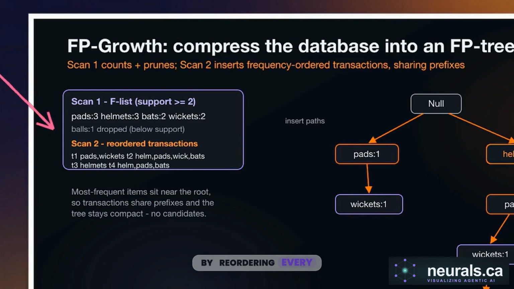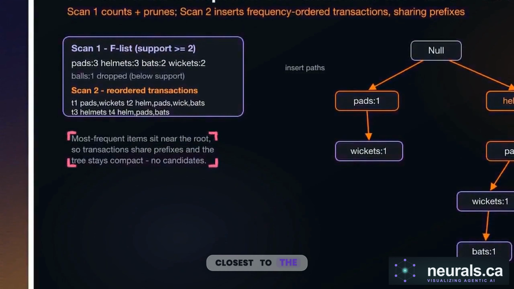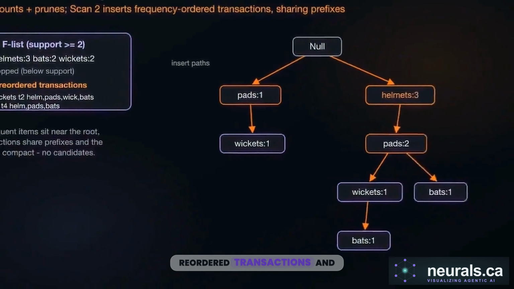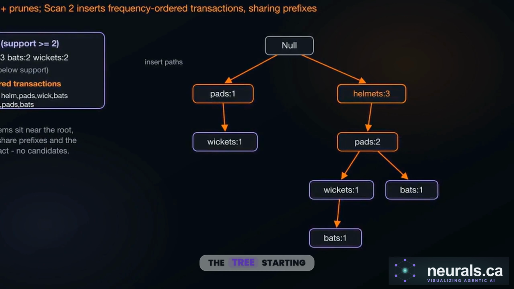By reordering every transaction to follow this sequence, the algorithm ensures that the most common items will sit closest to the root of the tree we're about to build. During the second scan, the algorithm takes each of those reordered transactions and inserts it into the tree. Starting from a null root, it maps each item as a downward path.